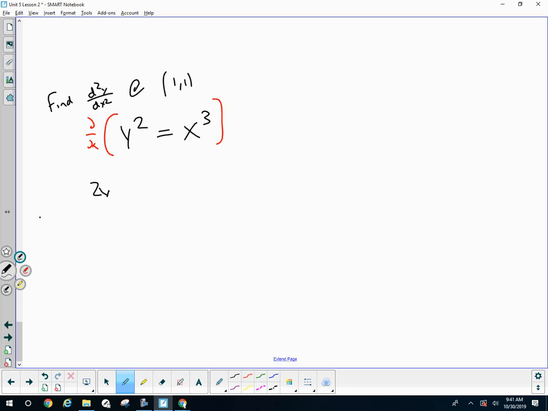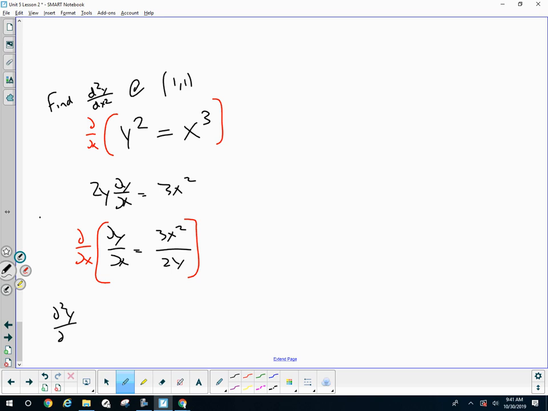So, derivative of 2y dy/dx equals 3x squared. dy/dx is 3x squared over 2y. You'll see on your homework that there will be questions where I will give you the first derivative. I'll do one like that next to this. And you will be asked to find the second derivative from your first derivative. So I'll show you something like that in a second.